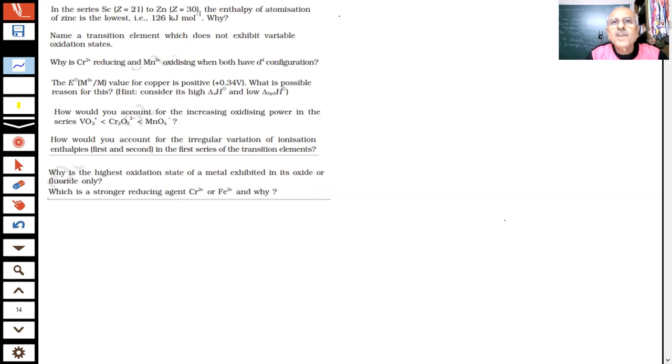In transition elements, we have discussed various important properties, atomic properties like ionic radii, ionization enthalpies, trends in atomicity, and also the oxidation states exhibited by various transition elements. For example, the first question here: in the series scandium to zinc, the enthalpy of atomization of zinc is the lowest. What was the answer for that, students?